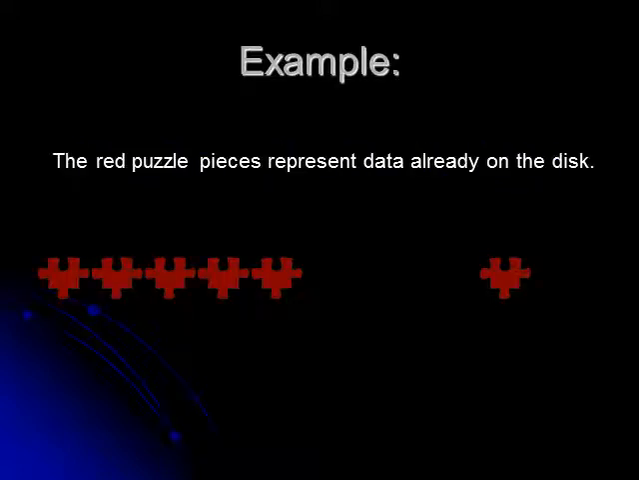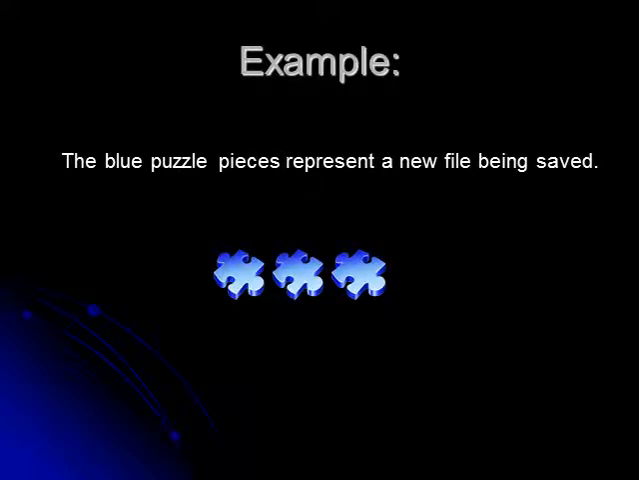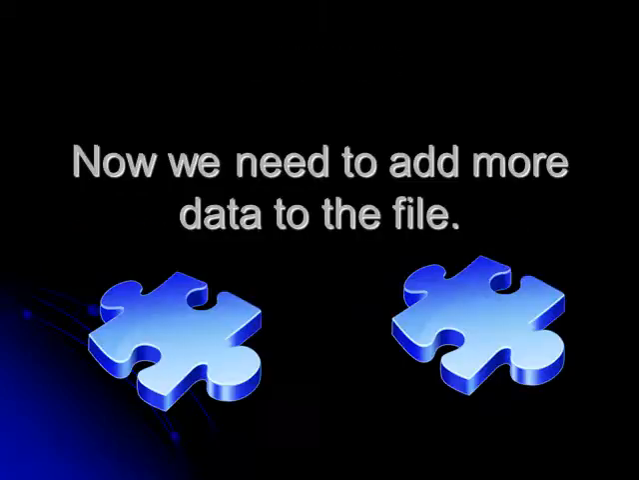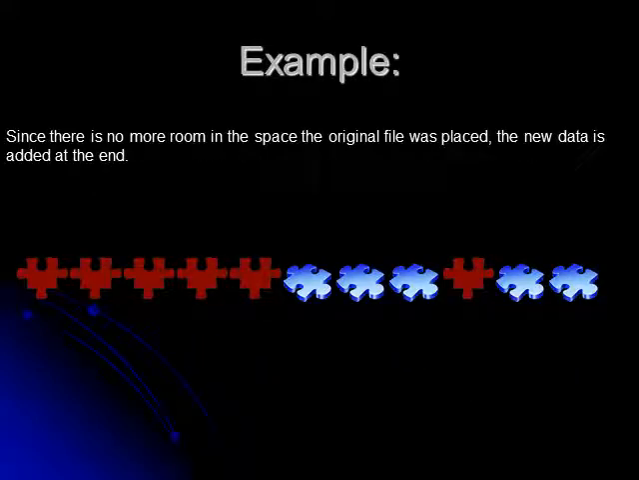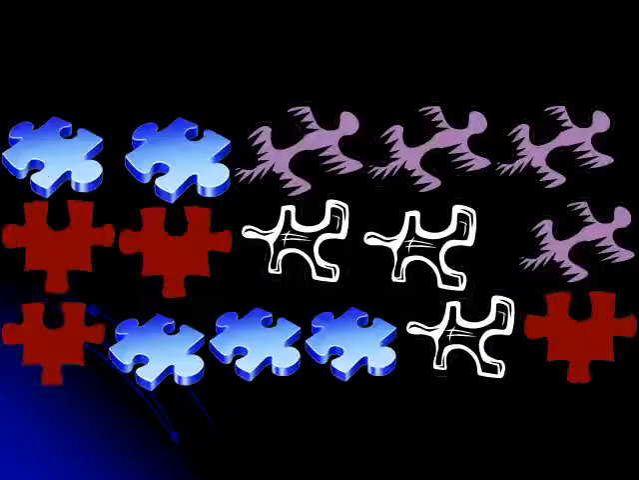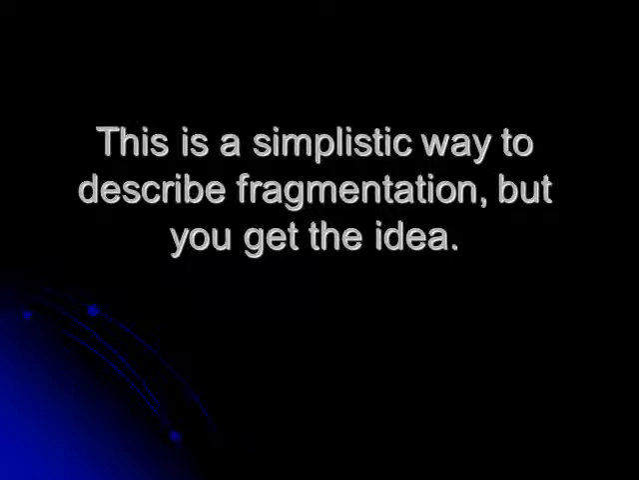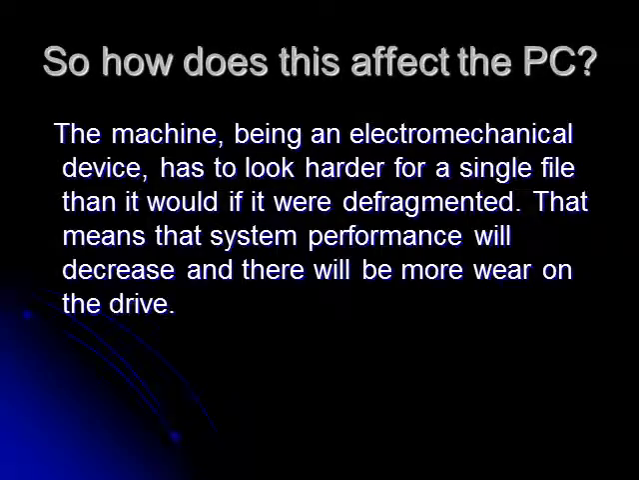Here's an example. The red puzzle pieces represent data already on the disk. The empty spaces represent empty space on the hard drive. The blue pieces represent a new file being saved. The file fits perfectly in the space available. Now we need to add more data to the file. Since there is no more room in the space the original file was placed, the new data is added at the end. Enough of this, and voila, you have a fragmented hard drive. This is a simplistic way to describe fragmentation, but you get the idea.